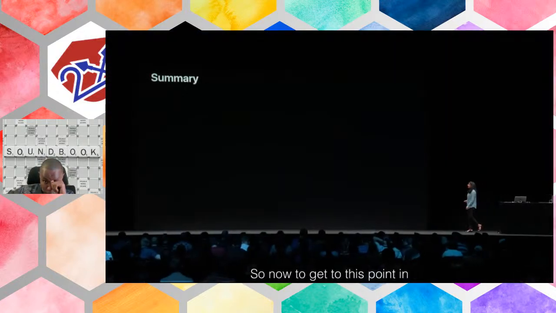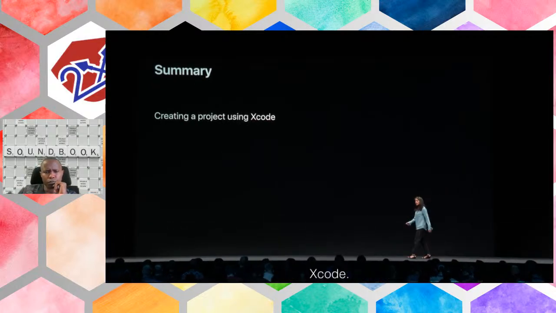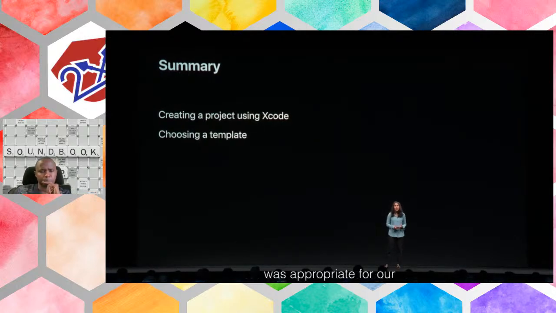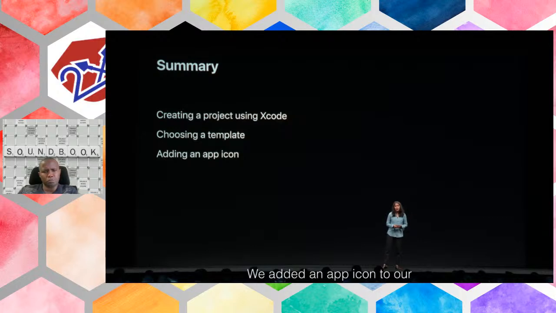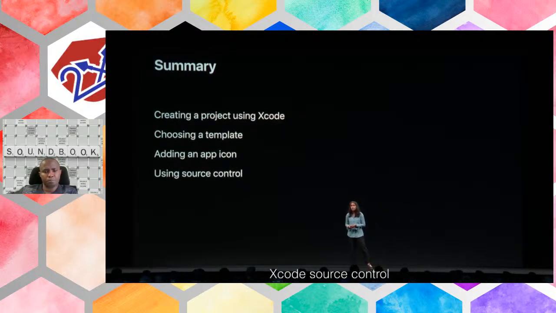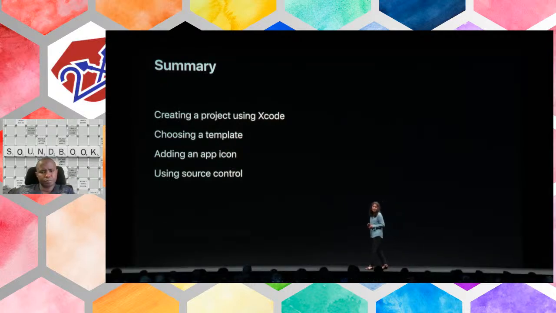So now, to get to this point in our development, we started out by creating a project using Xcode. We then chose a template that was appropriate for our platform. We added an app icon to our asset catalog, and then we used Xcode source control functionality to commit our changes so that our colleagues could continue developing on our project.